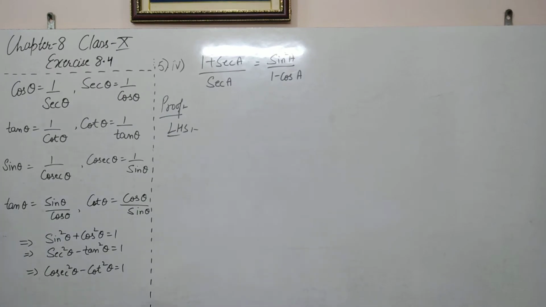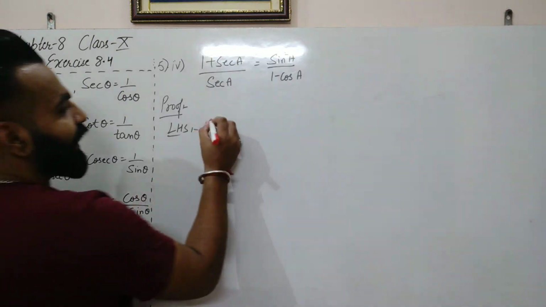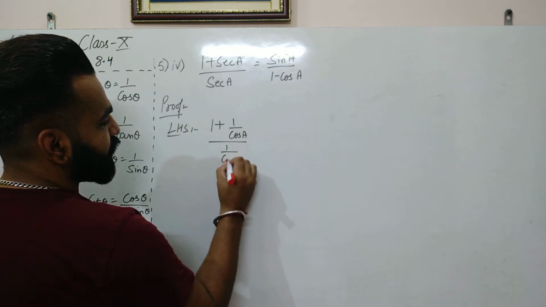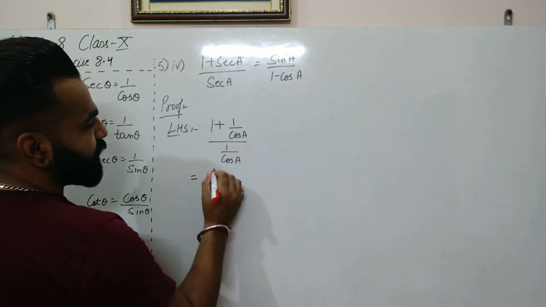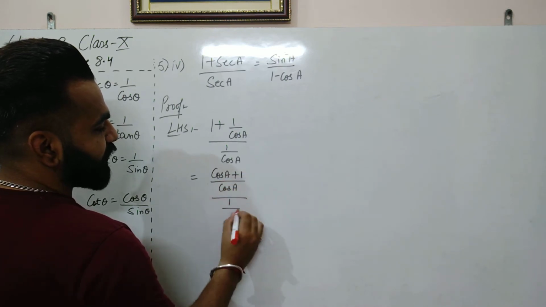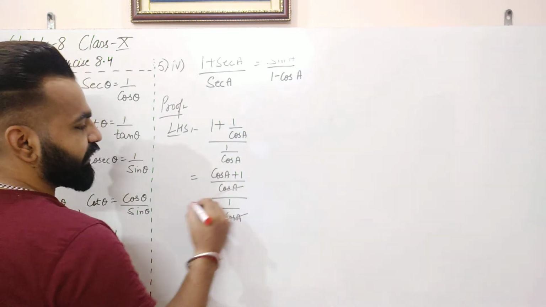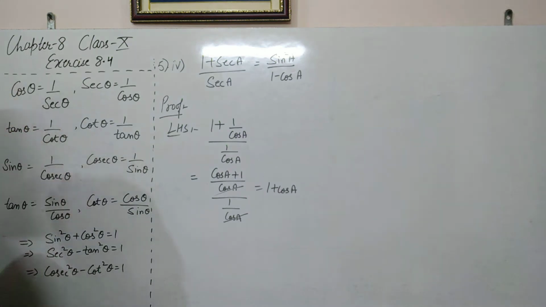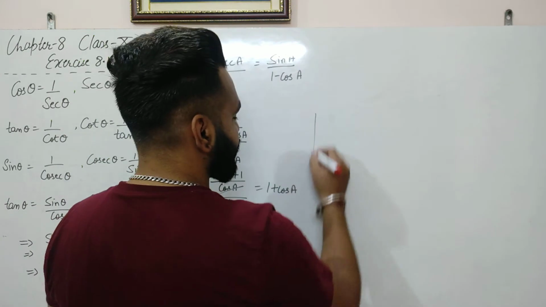See fourth part now. 1 plus secant a by secant a is equal to sin square a by 1 minus cos a. So let's simplify the LHS part first. So we can write secant as 1 by cos a, and here also this is 1 by cos a. This will be cos a plus 1 divided by cos a divided by 1 by cos a. So these factors can cancel out. So this will be 1 plus cos a. So this is the simplest form. We can't simplify further.